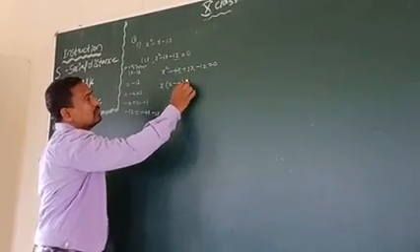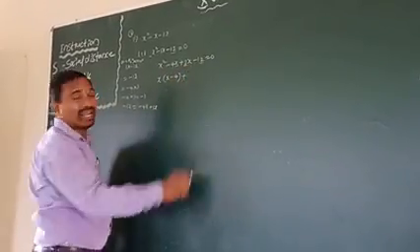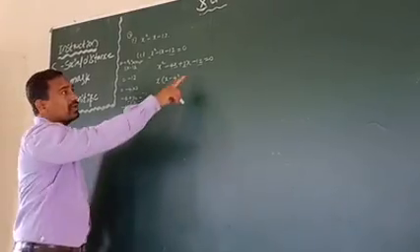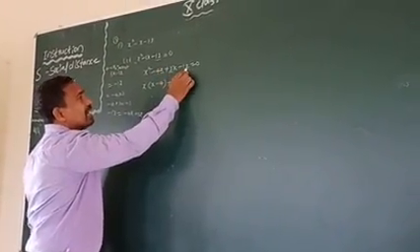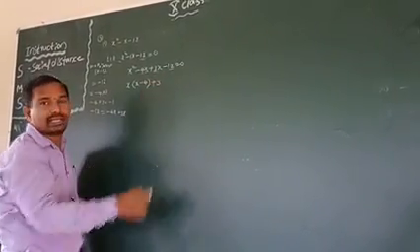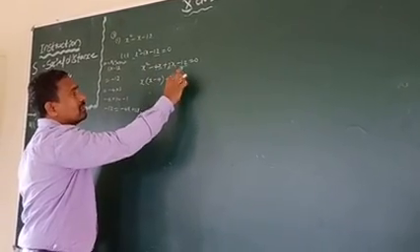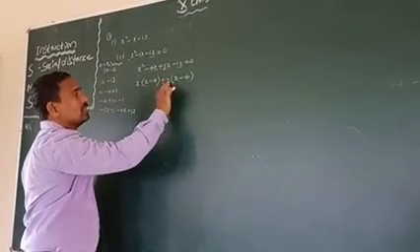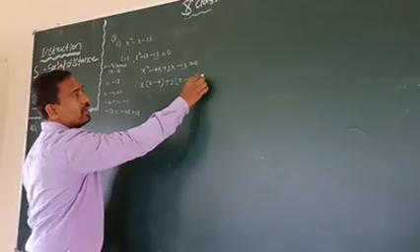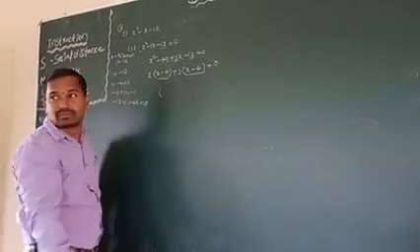Here from these last two terms, 3 is a factor. For 12 also 3 is a factor; 12 can be written as 3 into 4. So 3 is a common factor. Take 3 common. What is the remaining? x. 3 fours are 12, so write minus 4, equal to 0.